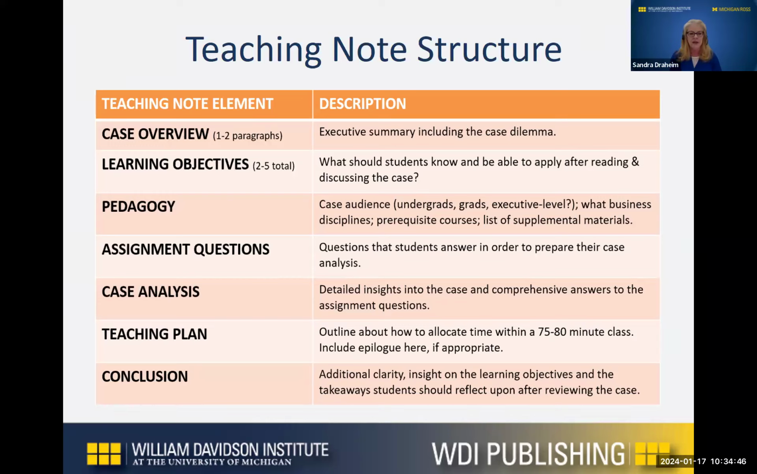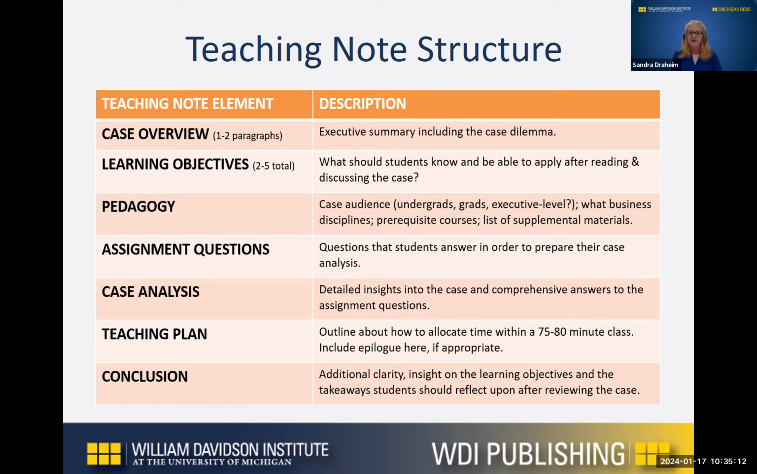So first should be a case overview, maybe 2 to 3 paragraphs long. It's basically an executive summary, which includes the case dilemma. Keep in mind, this case overview is the piece of information that an instructor will probably review to decide whether or not they want to actually adopt your case for use in their classroom.